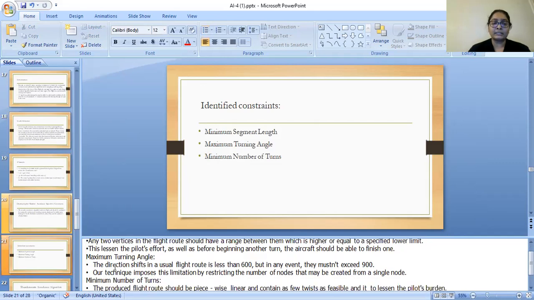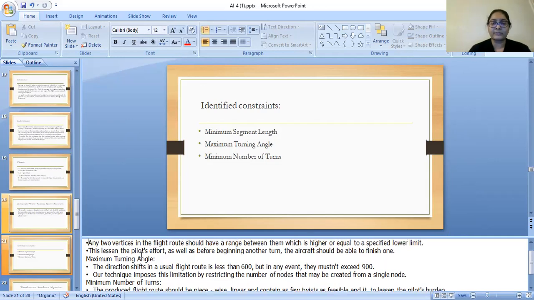And maximum turning angle: the direction shift in a usual flight route is less than 60 degrees, but in any event it must not exceed 90 degrees. Our technique imposes this limit by restricting the number of nodes that may be created from a single node. And the last one is minimum number of turns. The produced flight route should be piecewise linear and contain as few twists as feasible, and it lessens the flight burden. And next we'll continue with Mansa.